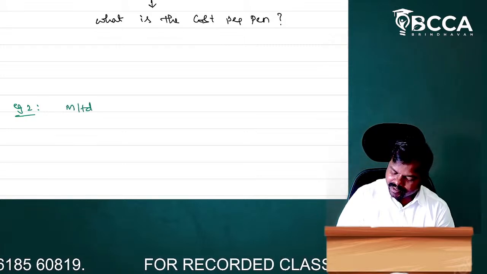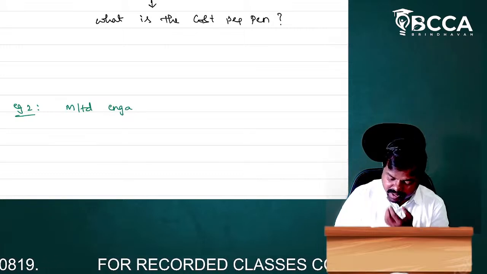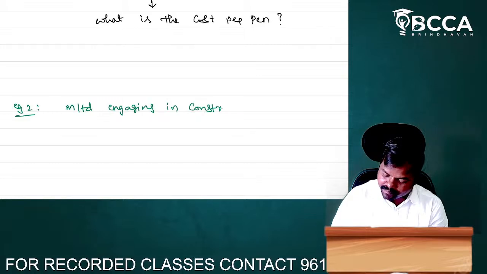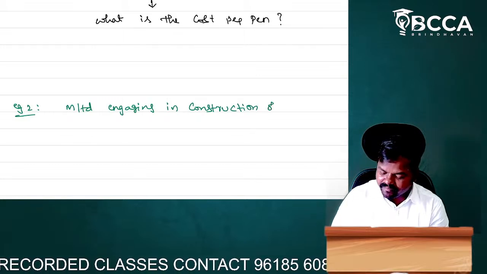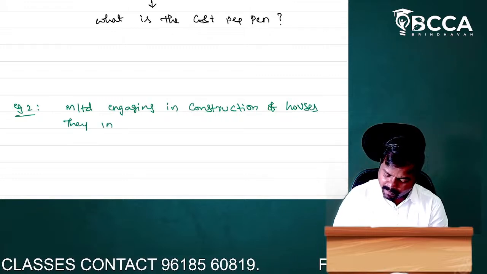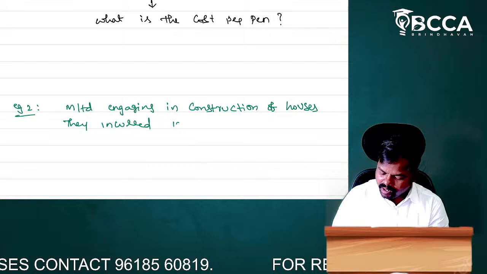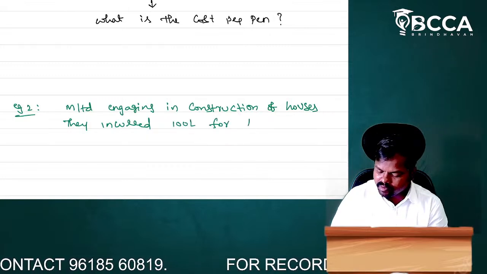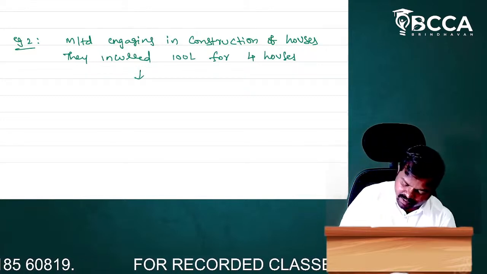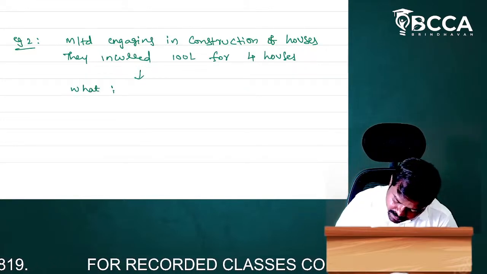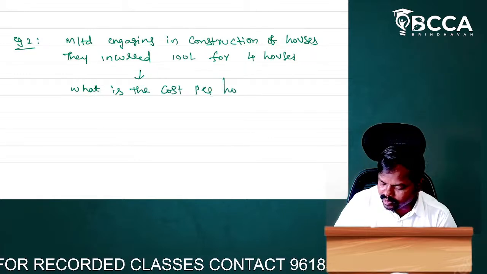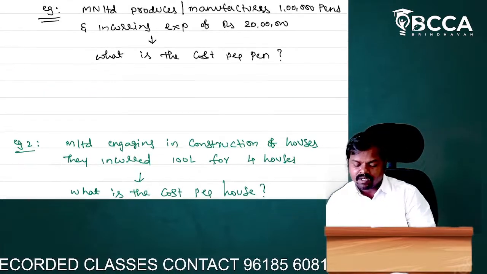M Limited engaging in construction of houses. They incur 100 lakhs for 4 houses. They are asking what is the cost per house? What is the cost per house?